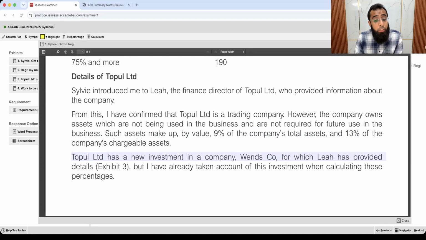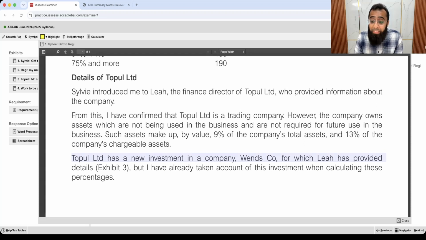Topul Limited has a new investment in a company, Vents Company, for which Lee has provided details in Exhibit 3. We'll read about it, but I've already taken account of this investment when calculating these percentages. So we read about Vents Company in Exhibit number 3.